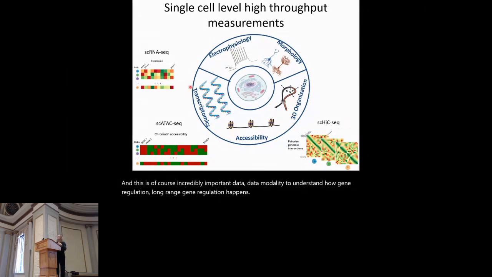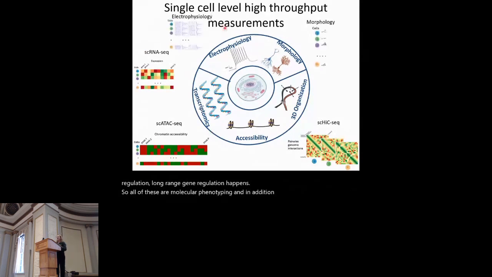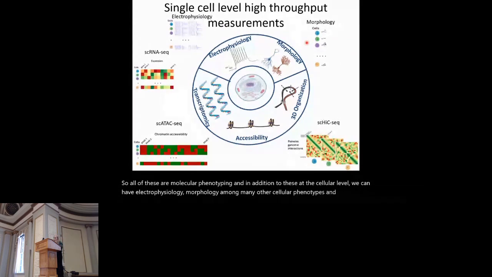So all of these are molecular phenotyping. And in addition to these, at the cellular level, we can have electrophysiology, morphology, among many other cellular phenotypes. And especially for neuronal cell types, these are very important phenotypes.